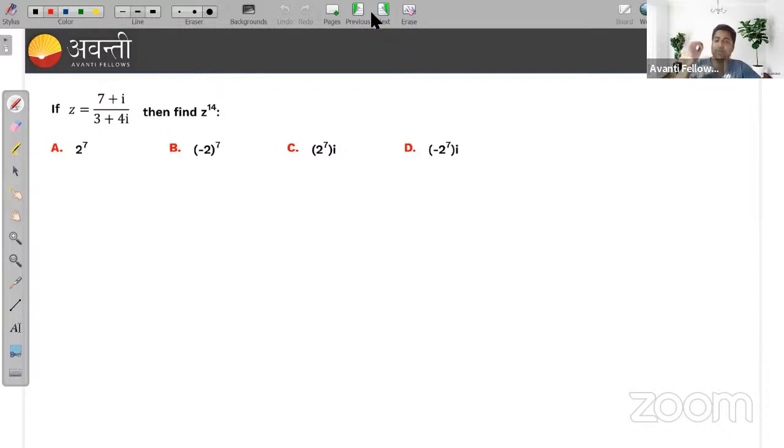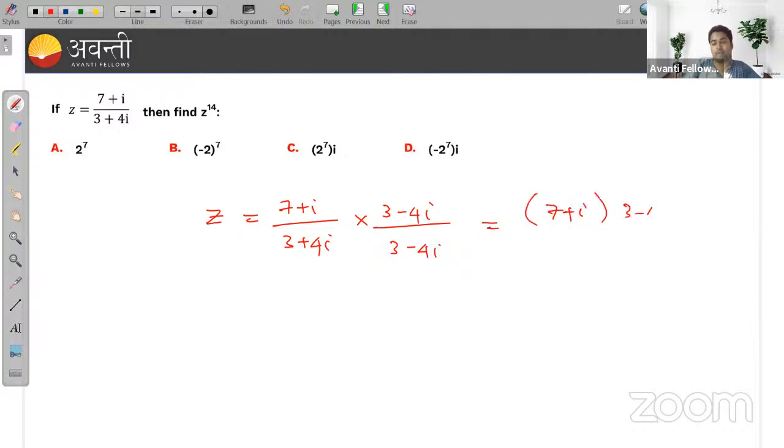It's very simple. Just use the last concept. So z is equal to (7 + i) upon (3 + 4i). What you'll do, just rationalize it. You will multiply by (3 - 4i) upon (3 - 4i). We'll simplify it: (7 + i) into (3 - 4i), and in the denominator, 3 square is 9 plus 4 square is 16.